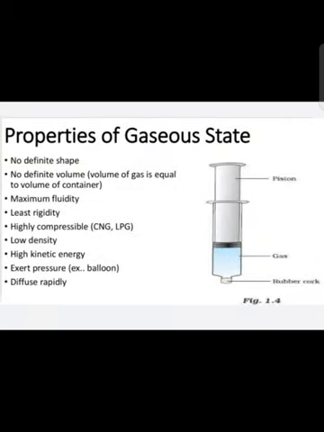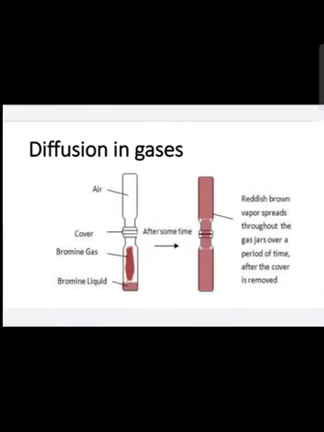Coming to the properties of the gaseous state, gases do not have definite shape, they do not have definite volume, and the volume of a gas is equal to the volume of the container. They have maximum fluidity, least rigidity. They are highly compressible, just like CNG and LPG. They have low density. They have high kinetic energy. They exert pressure on the walls of the container in which they are put. For example, you can take the example of a balloon, and they diffuse rapidly into their surroundings.